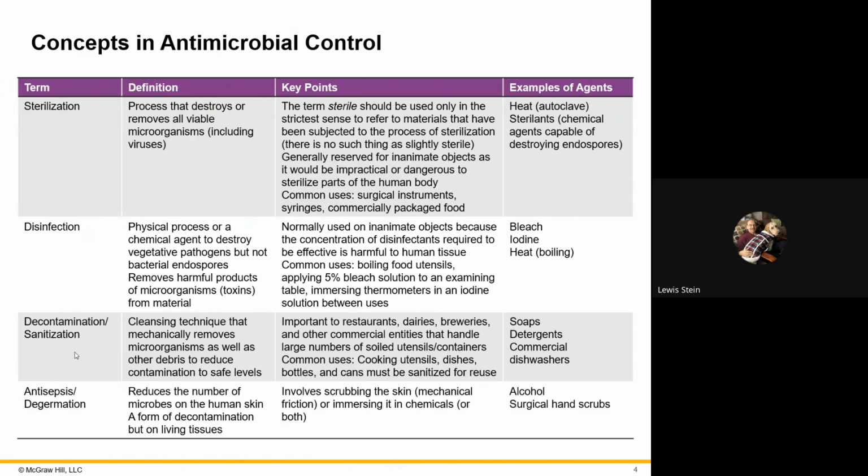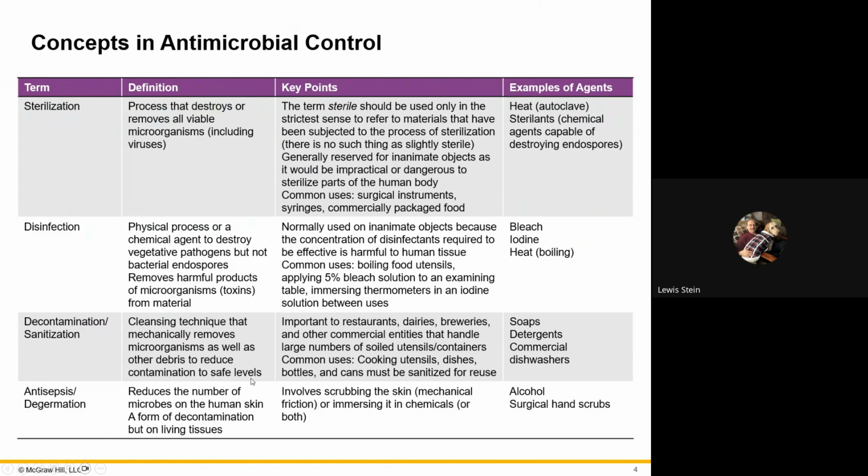The term decontaminate: if somebody tells you to go decontaminate or sanitize this, just say, yeah, I'm on my way, happy to. Don't say Dr. Stein said this is not a medical or scientific term. It's enough that we both know. Okay. Sanitization is a cleansing technique that mechanically removes microorganisms as well as other debris to reduce contamination to a safe level.